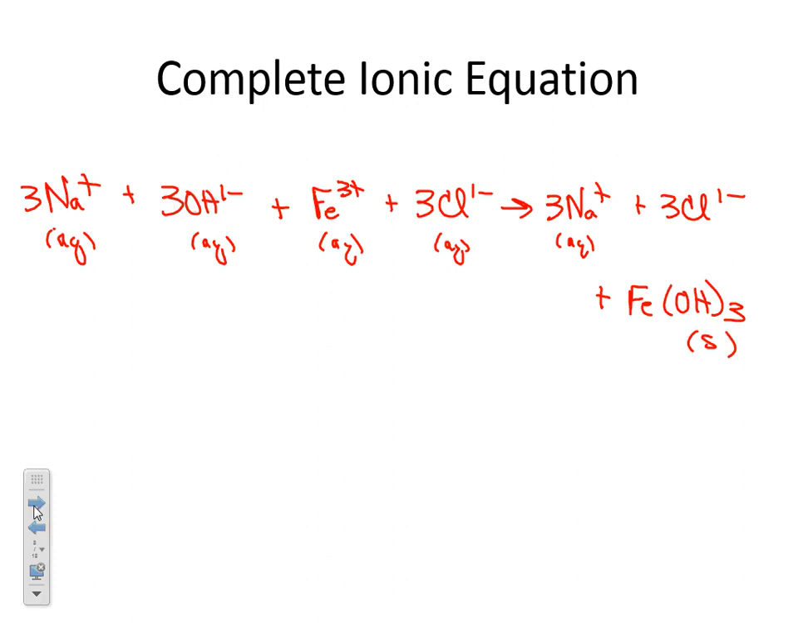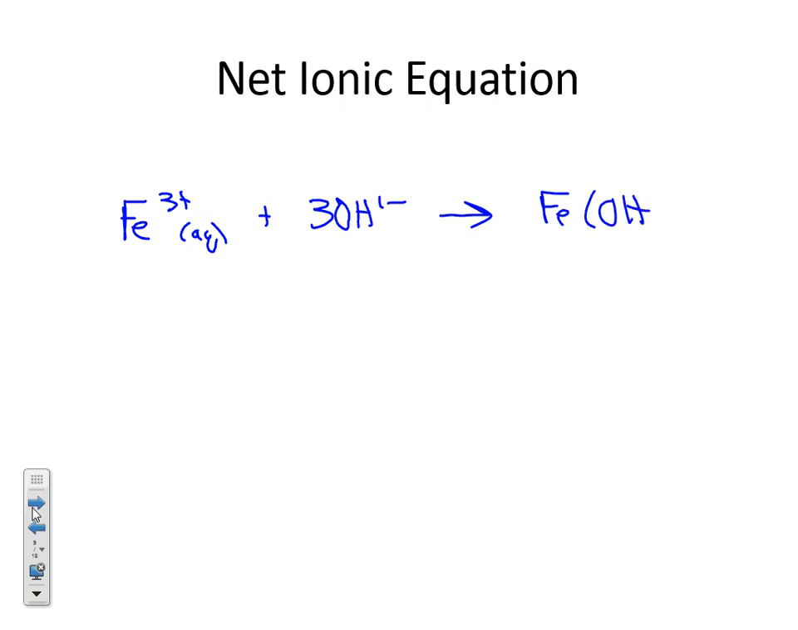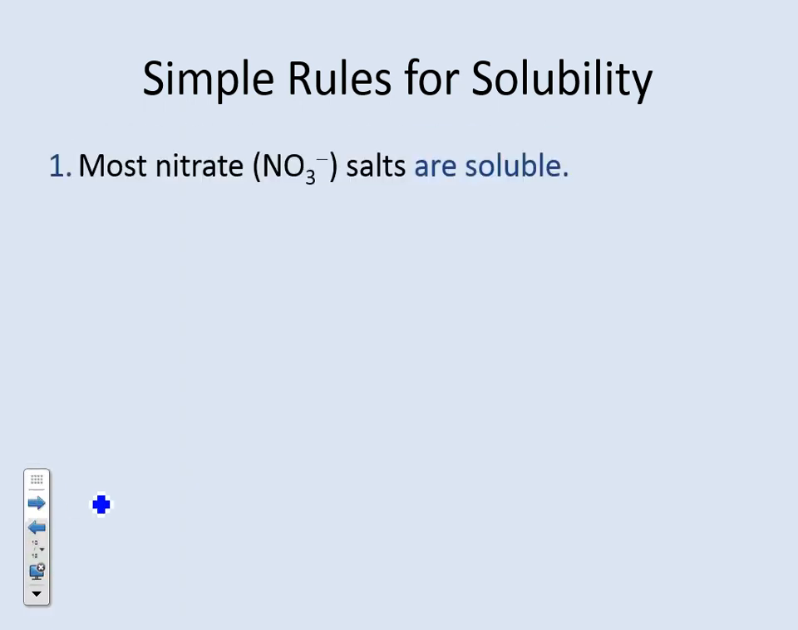Your net ionic is to take the solid as your product and combine the 2 ions that make your product. So for your net ionic, and I like to write the cation first, it's iron 3 plus, your 3 hydroxides, so you still need to balance, forms your Fe(OH)3 solid. The sodium and the chloride in this reaction are called spectator ions. We have some rules for solubility, which we'll work on. This is just one way of looking at it.